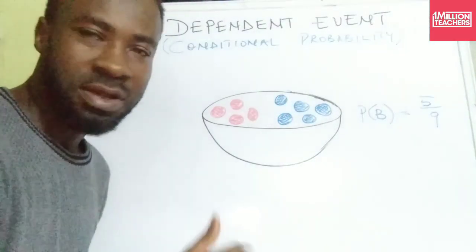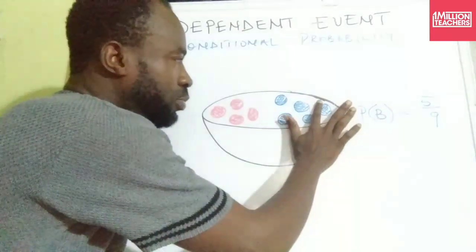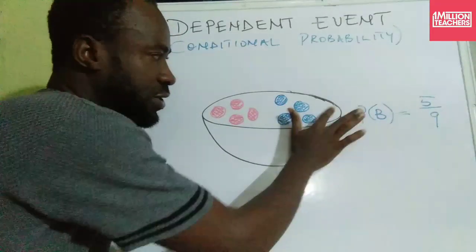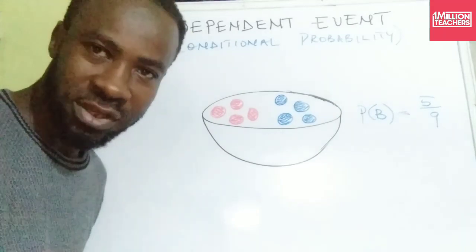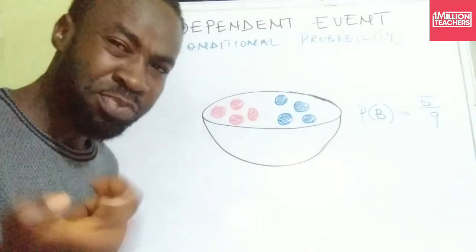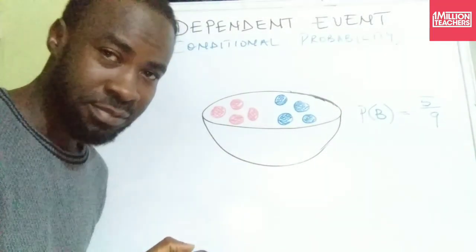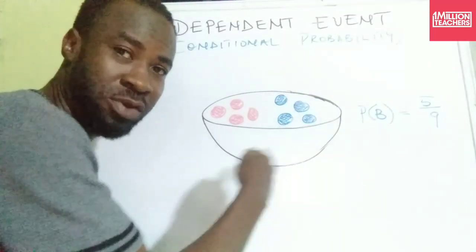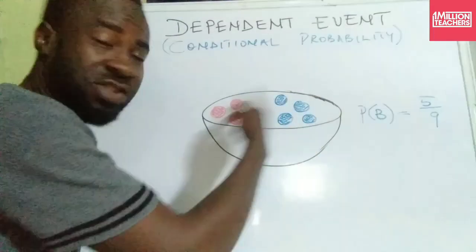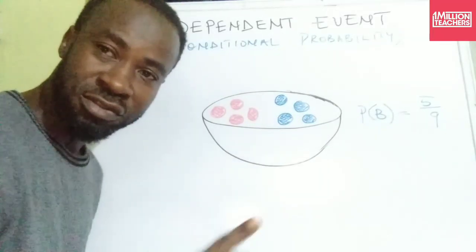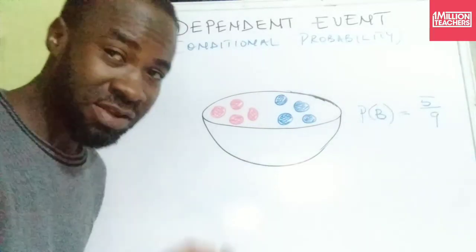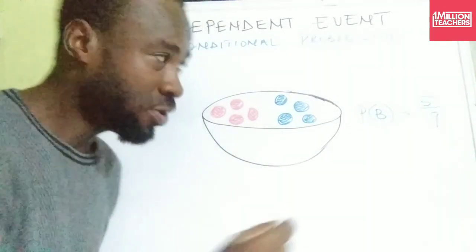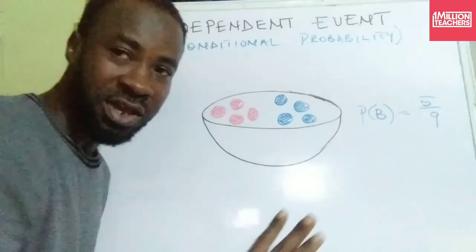Now, if I remove that blue ball I've picked, and I want to pick the second time, what can you observe? You observe here now that the total balls here have been reduced by 1, which means that our sample space is no longer 9, but now 8.